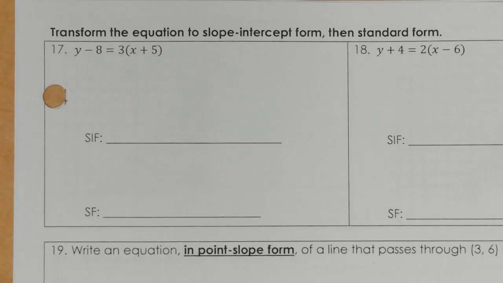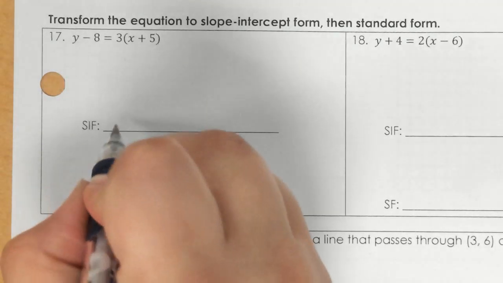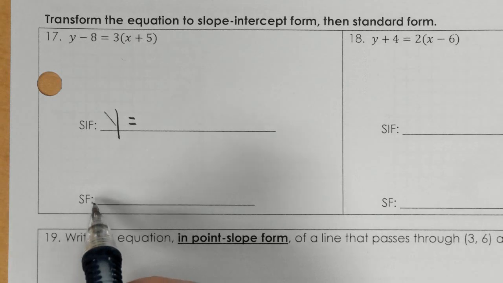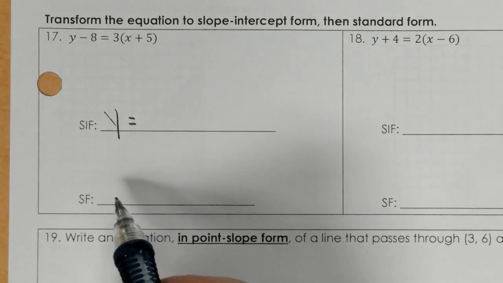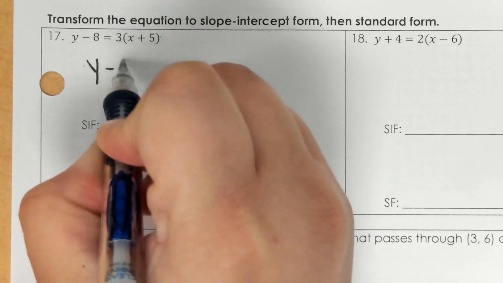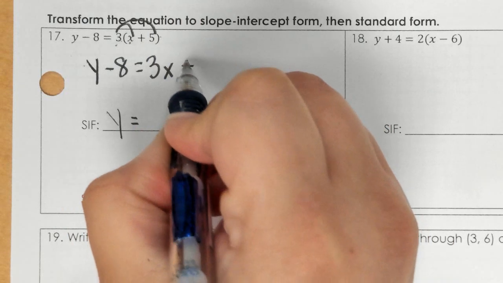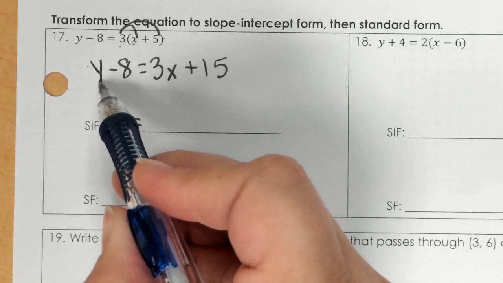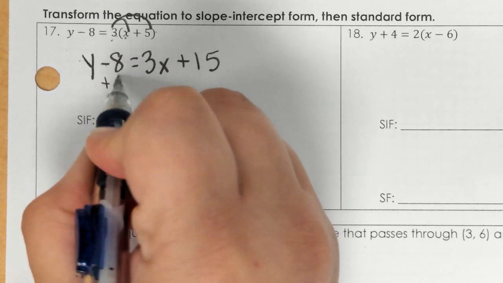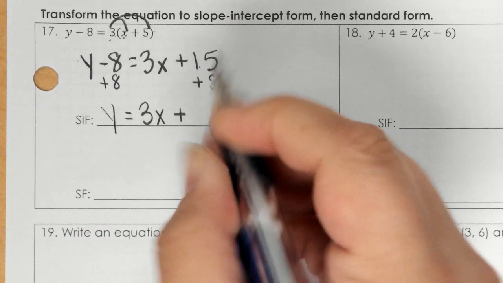Okay. For number 17 and 18, both of these say transform the equation into slope-intercept form and then standard form. So the big idea, SIF, you want to have y equals. For SF, you want to have x and y together on the same side. So at the very top, I'm going to distribute my 3, and I'm going to have y minus 8 equals 3x, and then 3 times 5 would be positive 15. But y is not by itself. I still have a negative 8. So I add the 8 to the 15, and 15 plus 8 gives me 23.